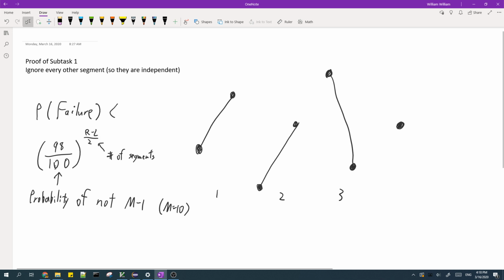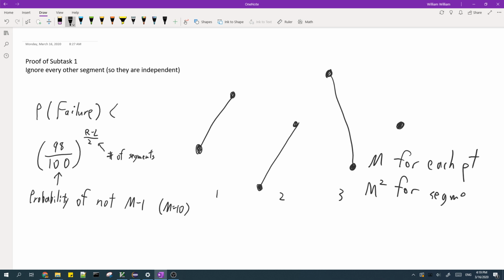And then we take this to the power of the number of segments that we have, which is R minus L divided by 2. We divide by 2 since we ignore every other segment. Okay, so you might wonder where this 98 over 100 comes from. This is because we have n possibilities for each point, so that means you have n squared possibilities for each segment.